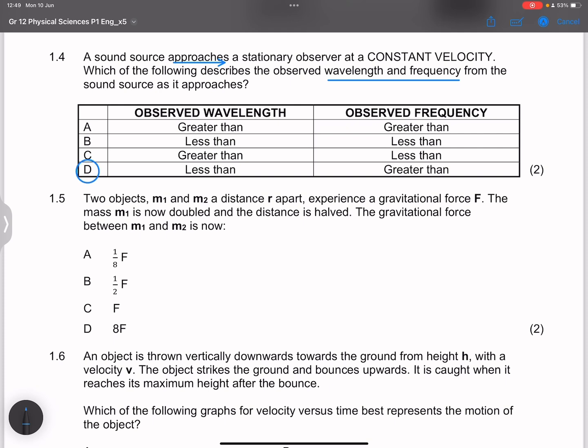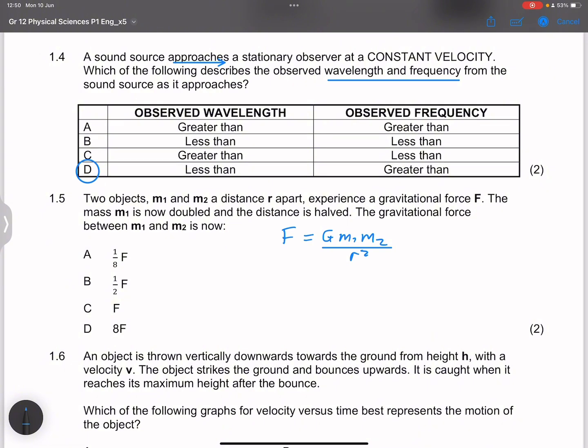Okay, now let's go on to the next one. We've got two objects, M1 and M2, at a distance R apart, experiencing gravitational force F. If we were to express that, F is equal to G M1 M2 divided by R squared. Essentially, that's what they are telling us. The mass of M1 is now doubled and the distance is halved. They want us to find the gravitational force between M1 and M2 now.